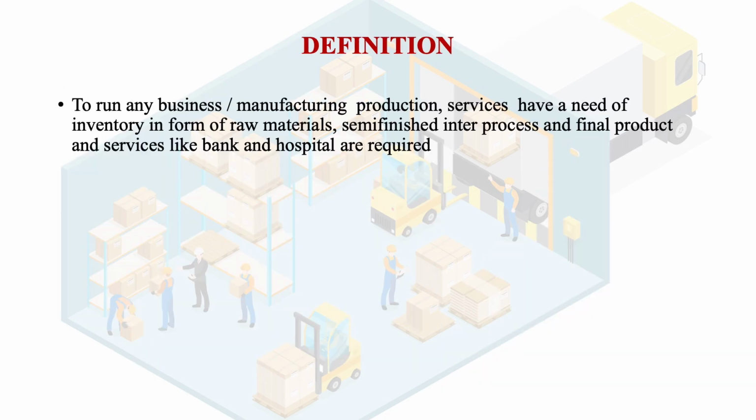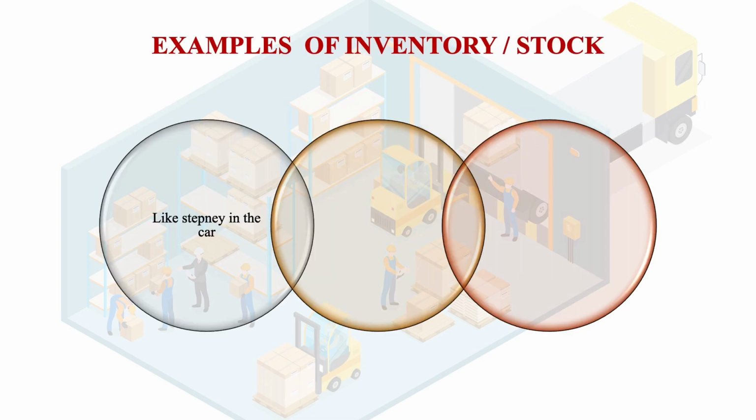and functions. What is the definition of any stock or inventory? To run any business, manufacturing, production or services, there is a need for inventory in the form of raw materials, semi-finished, in-process products and final products, and services like banks and hospitals require it as well. Examples of inventory in stock we all have in day-to-day life. So what is inventory? Like you are having a car, so the stepney, the extra tire, is the inventory or stock for the car.